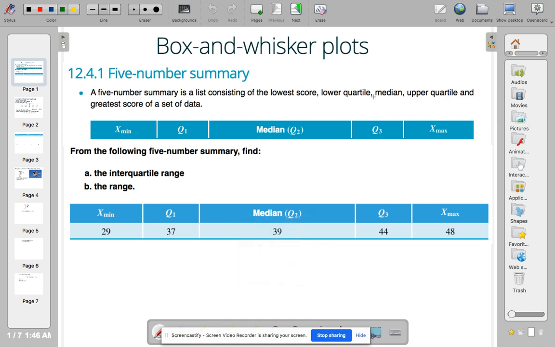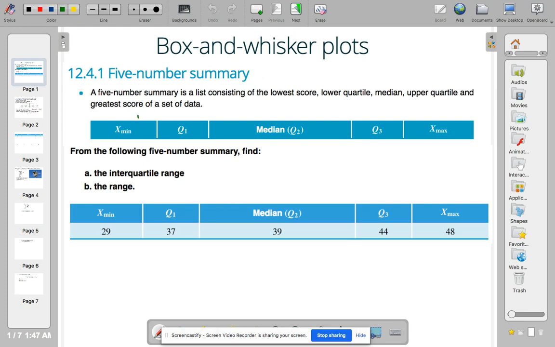Hello everybody, let's have a look at box and whisker plots, which is our next topic for this unit in Year 10 Maths. So box and whisker plots involve a thing called a 5-figure summary. When we draw a box plot, I usually call them box plots for short, we need 5 figures to be able to construct it. And in class, we've already looked at those 5 figures.